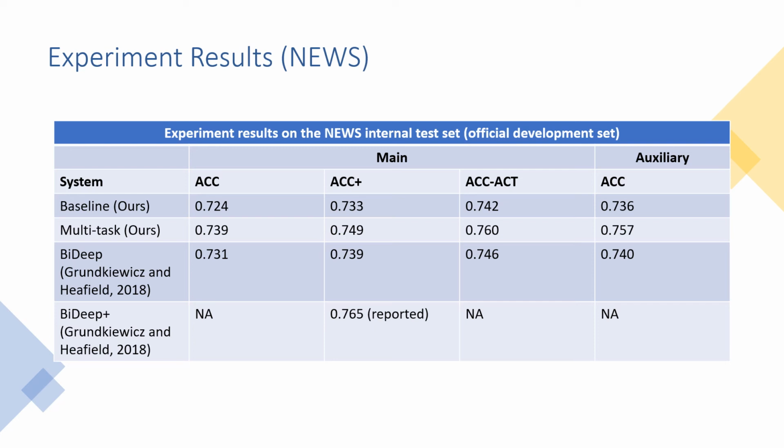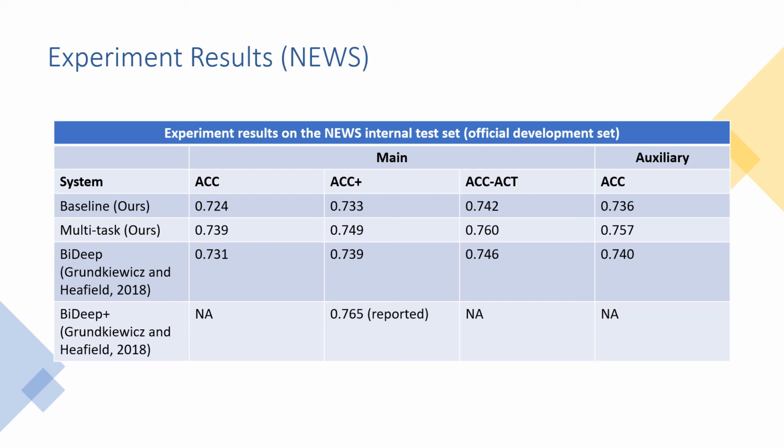From the table, we can see that our multitask model beats our baseline model on all the evaluation metrics. The baseline model here represents the single main task or auxiliary task model. That is simply the case for lambda equal to 1 or 0. Also, the multitask model beats the BiDICT model of the previous work.